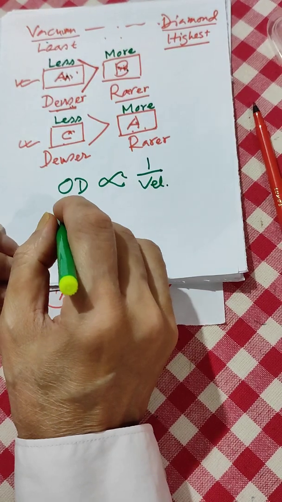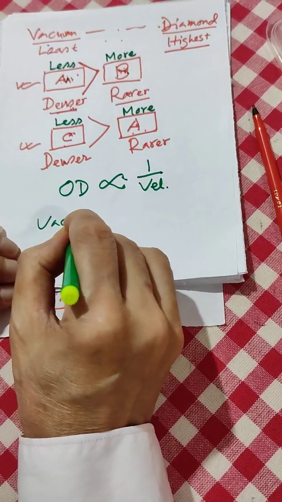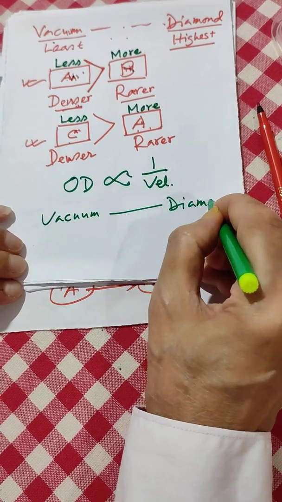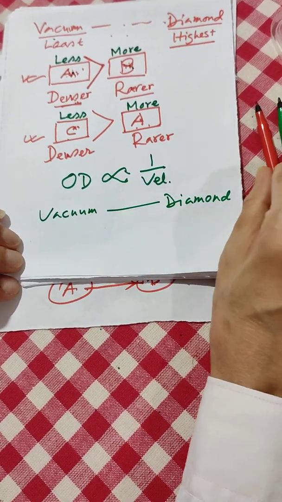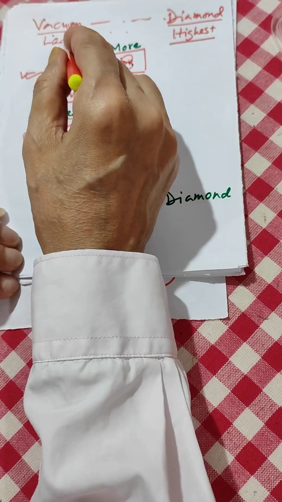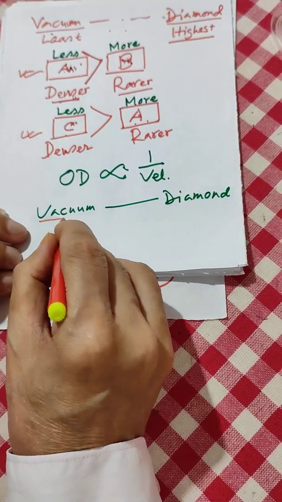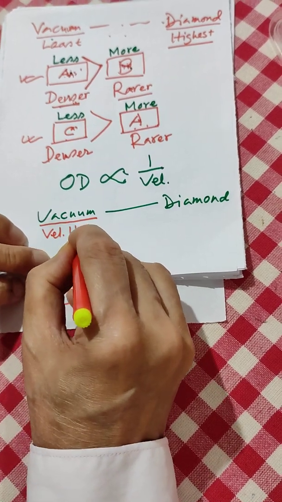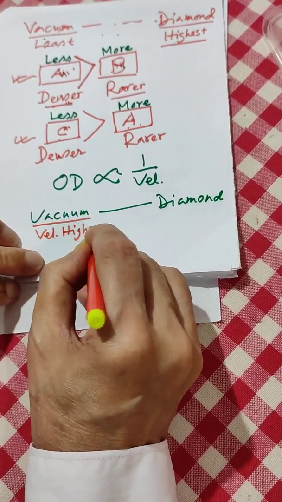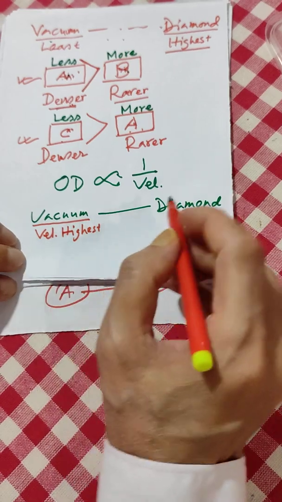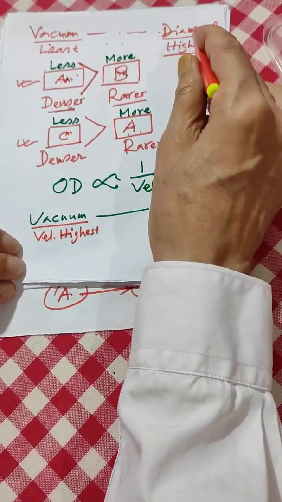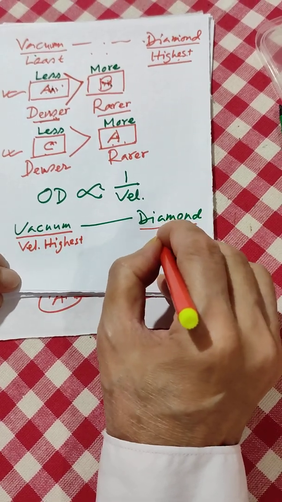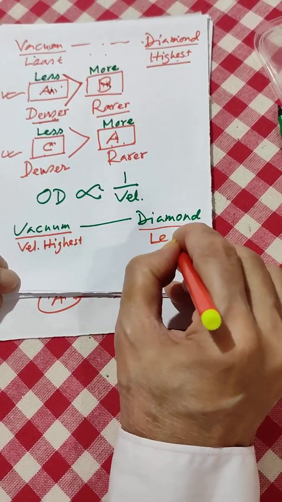Now, in that list which I spoke about a few minutes ago in class 10, you have vacuum to diamond. Now vacuum has the least optical density, the smallest optical density. Therefore, here the velocity of light will be highest. And diamond has the highest optical density. Have you followed? And therefore, velocity of light in diamond will be least, smallest.